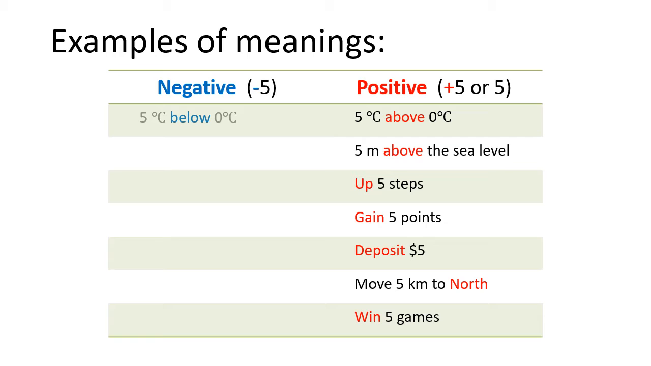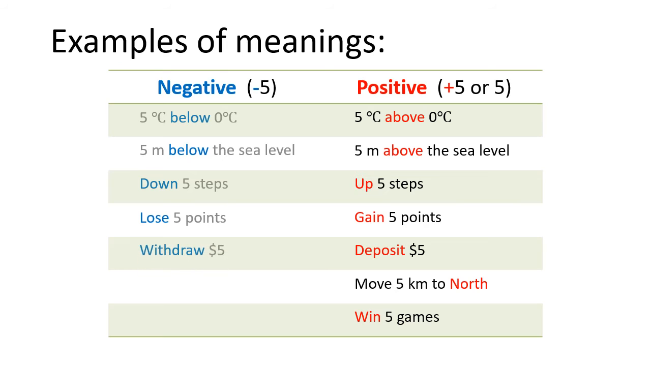If positive 5, or just 5, means 5 meters above the sea level, then negative 5 means 5 meters below the sea level. If positive 5 means up 5 steps, then negative 5 means down 5 steps. If positive 5 means to gain 5 points, then negative 5 means to lose 5 points. If positive 5 means to deposit $5, then negative 5 means to withdraw $5.